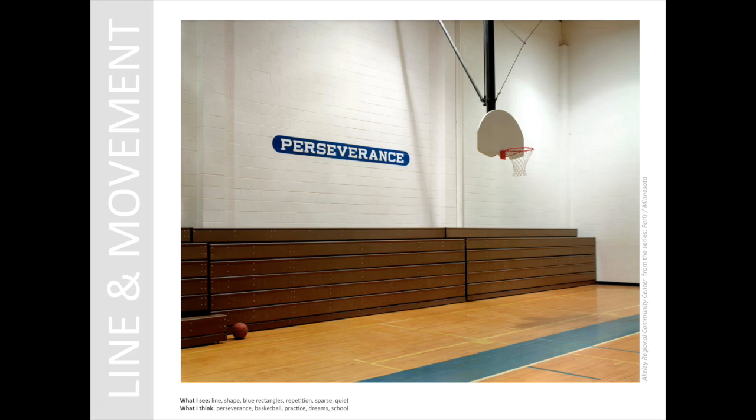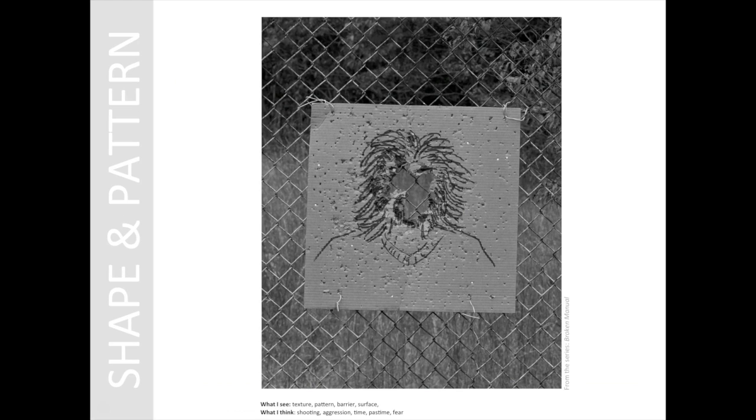What I see: line, shape, rectangles, repetition. It's sparse. It feels quiet. What I think: perseverance, practice, dreams, school. What I see: texture, pattern, barrier, surface. What I think: shooting, aggression, time, pastime, fear.